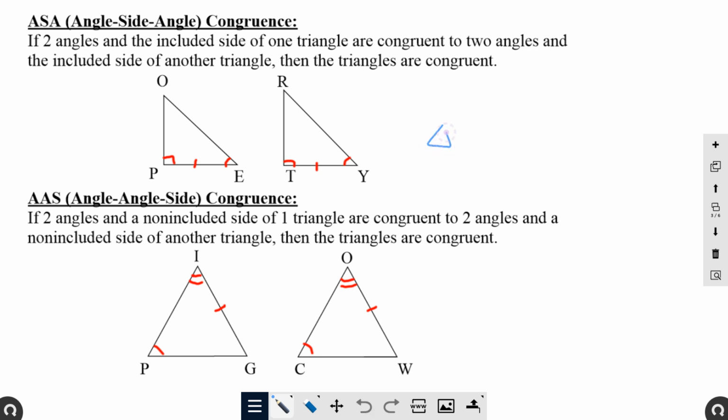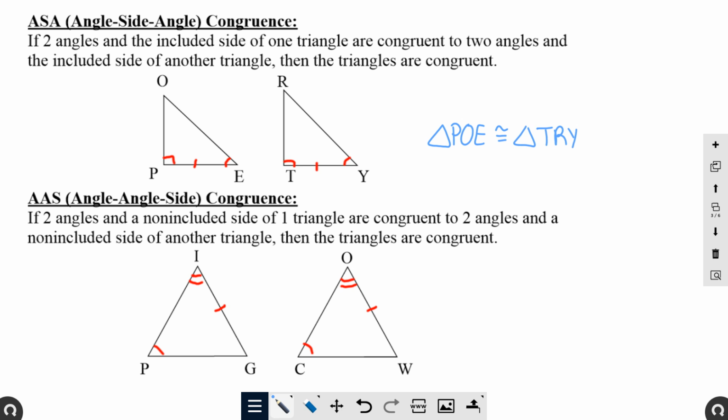So if we wanted to write our congruence statement, we have triangle POE, which is congruent to triangle TRY. So we have some poetry. Okay, poetry. You know, like Edgar Allan Poe. Poetry. And we're going to try.